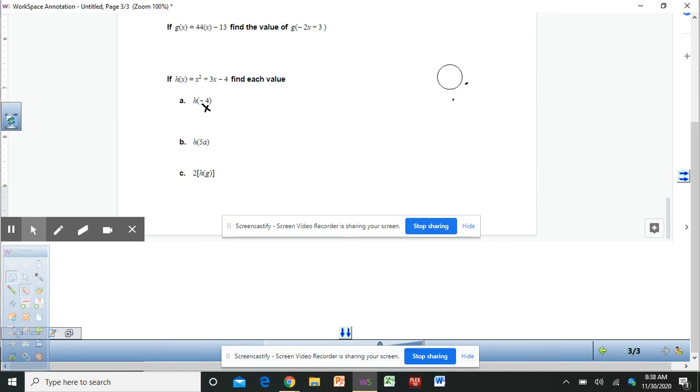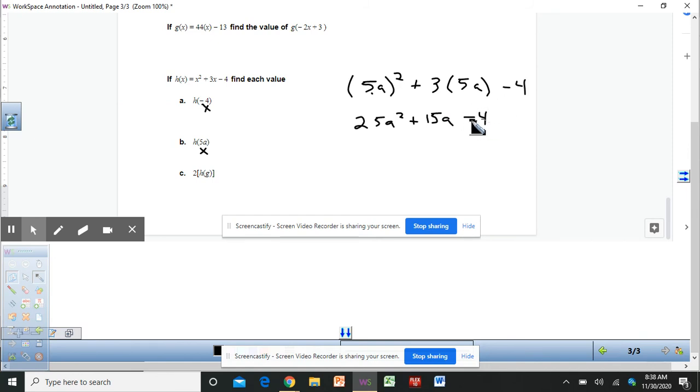Okay, let's try B. Now I'm going to replace every x with a 5a. So 5a squared plus 3 times 5a minus 4. We haven't talked about how to solve these yet. When you have 5a squared, that's going to be 25a squared, and we will talk about that in a later chapter. 3 times 5a is 15a minus 4. I can't combine any of those, so I'm done.